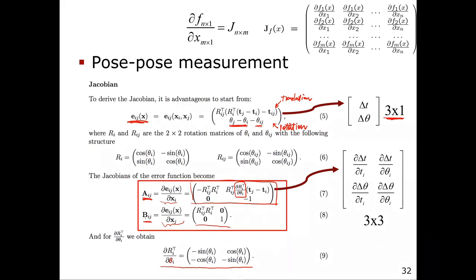So now we should know how to compute Aij and Bij. Using this Aij and Bij, we can construct the Jacobian matrix. Then from the Jacobian, we can construct what is B, what is H. And from that, we can solve what is delta X. Okay.